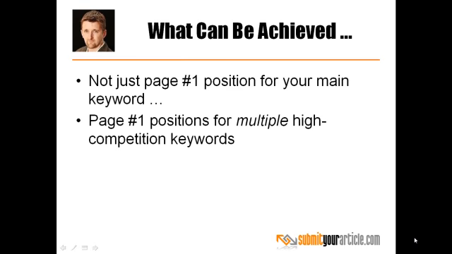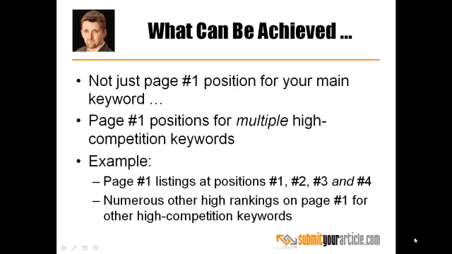For example, as an example of my own experiences, I've had page 1 positions not just at number 1 on the page, but also number 2, number 3, number 4 for the same keyword, so effectively dominating Google for that keyword. And this isn't just any keyword, but a highly competitive keyword with over 400 million competing pages. And at the same time, I've had numerous other high rankings on page 1 for other high competition keywords, each with competition levels ranging from around 8 million to nearly 60 million competing pages or more.